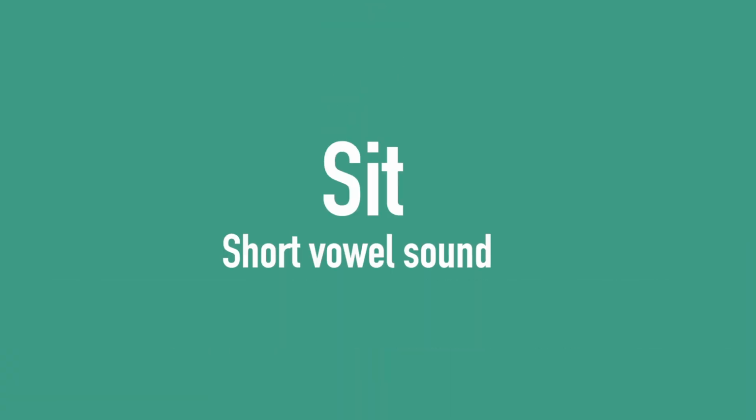Let's look at another example. Sit, S-I-T, has a short vowel sound, I. Sit. Add an E to the end of sit and we have site with a long vowel sound, I. Site.